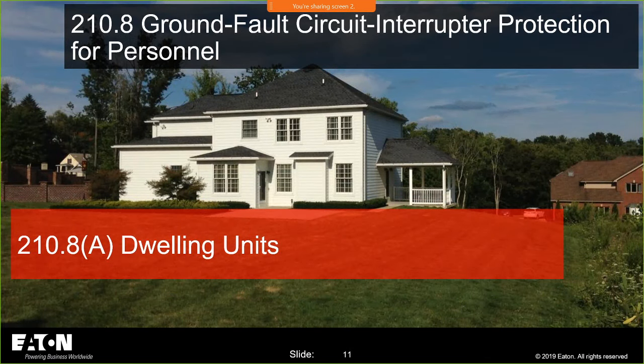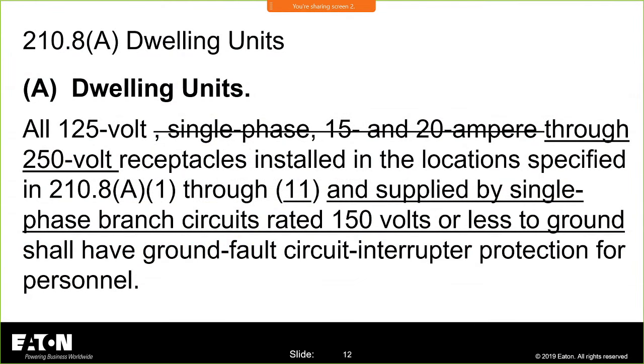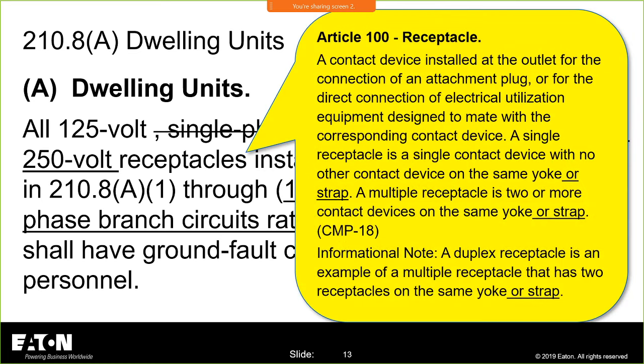So let's talk about dwelling units first. Here's what we did in dwelling units. You can tell the language that we did. We crossed out the single phase 15 and 20 amps, and we just said through 250 volts. So that basically says all 125 volt through 250 volt receptacles installed in the locations specified in A1 through 11 and supplied by single phase branch circuits rated 150 volts or less to ground shall have ground fault circuit interrupter protection. So the key there is receptacle outlets. So any receptacle outlet in those areas needs to have GFCI protection.